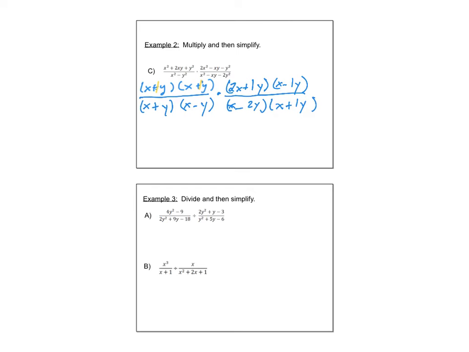Alright, so now let's see what we can cross out here. We've got an x plus y here, and an x plus y. We've got an x minus y and an x minus y, x plus y and an x plus y. And so it looks like here we're left with 2x plus y all over x minus 2y.